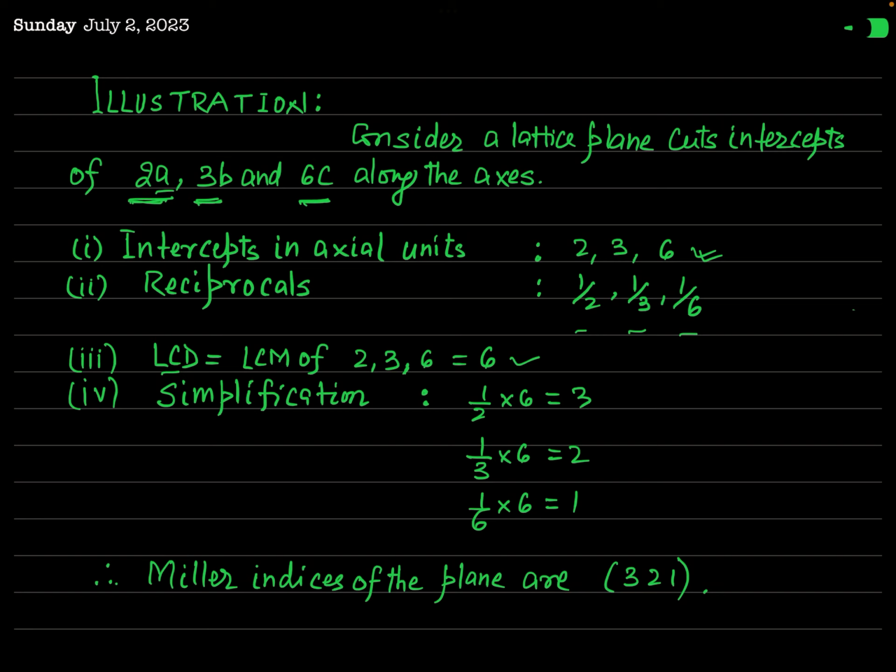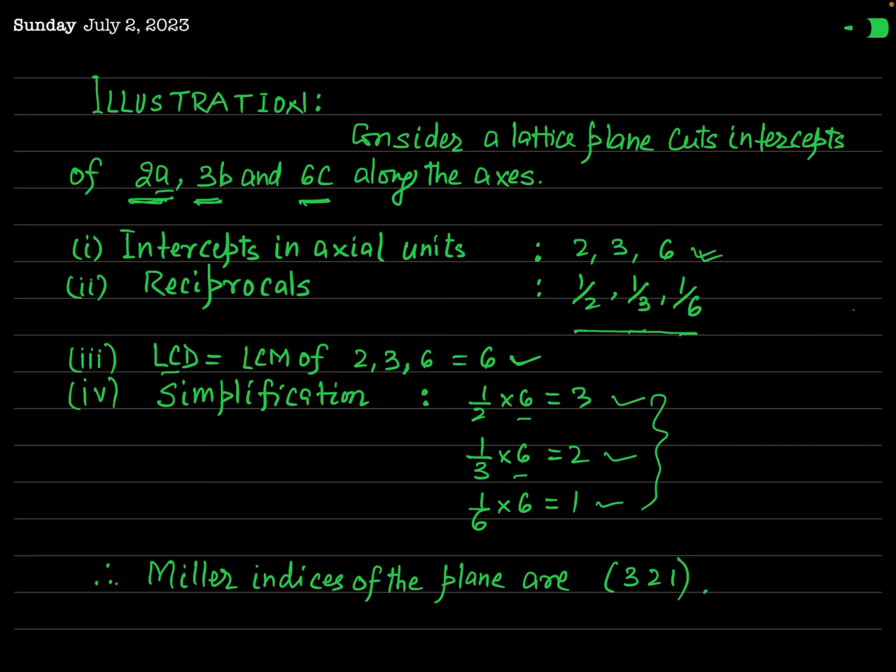Now in the fourth step we simplify, and we simply multiply all these reciprocals by this LCD. The first reciprocal is 1 by 2. After multiplying it by the LCD 6, we get 3. The second is 1 by 3, so 1 by 3 into 6 will be equal to 2. And the third one is 1 by 6, so 1 by 6 into 6 will be equal to 1. So the numbers obtained after this simplification are the Miller indices of that plane.